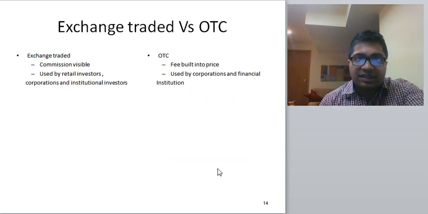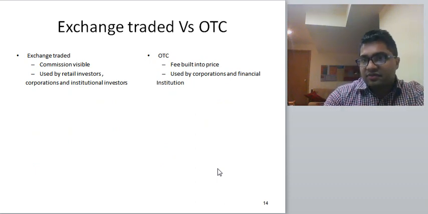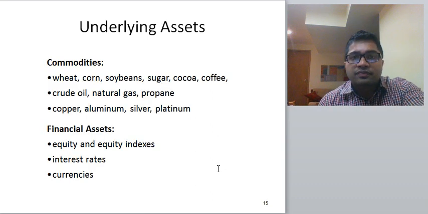Then in exchange traded, commissions are visible. In OTC, fees are built into the price, they are not explicitly visible. Exchange traded are majorly used by retail investors, corporations and institutional investors. OTCs are majorly used by corporations and financial institutions.